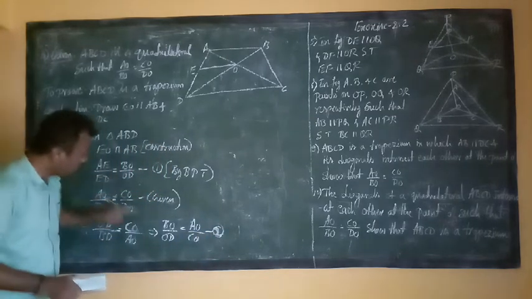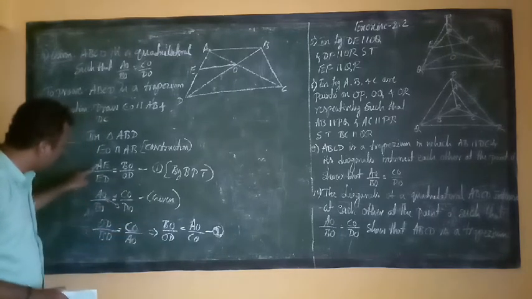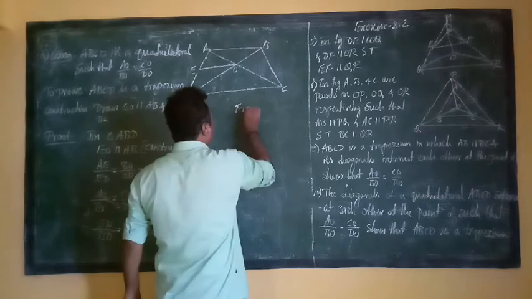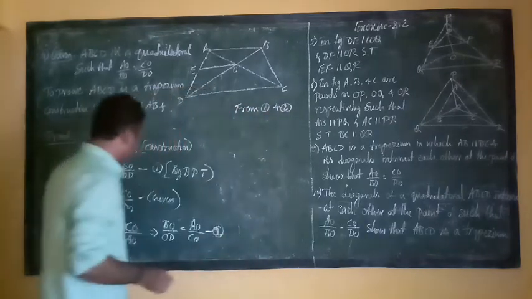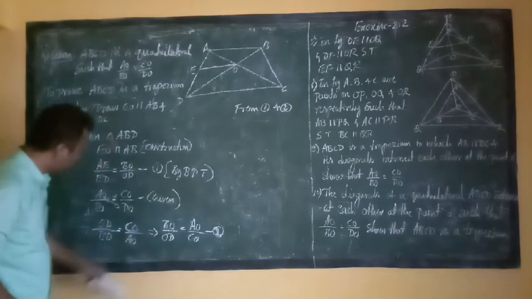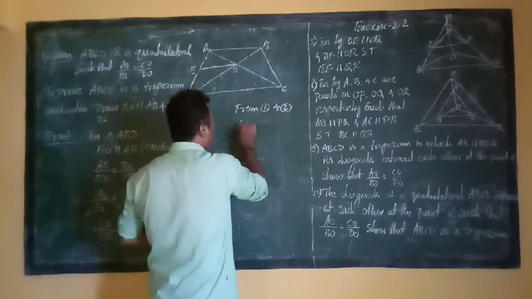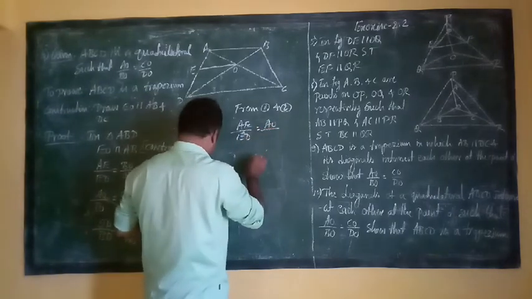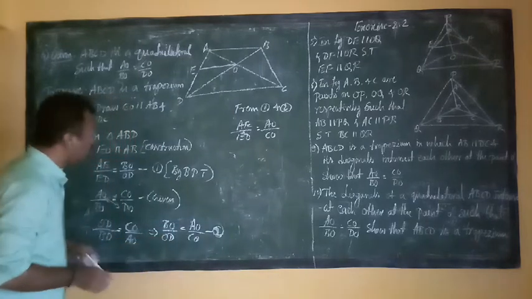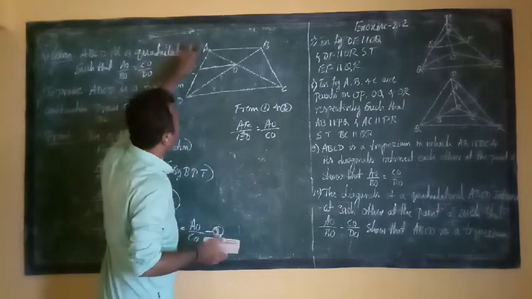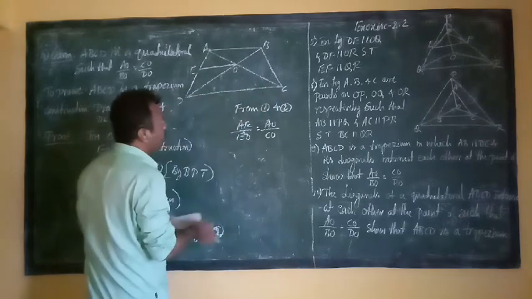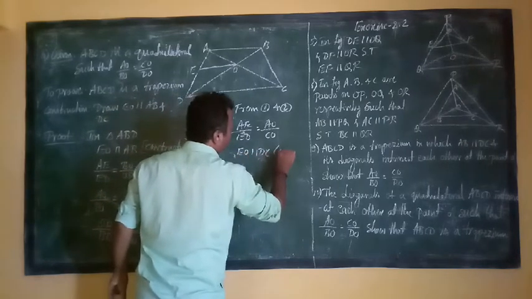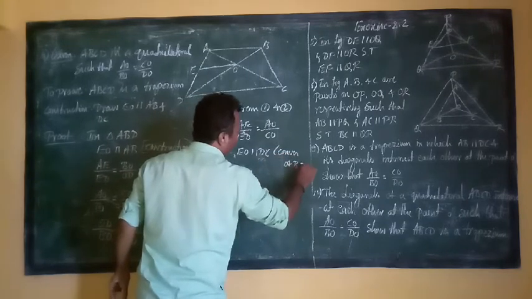See, BO by OD, and here AE by ED, AO by CO. So you have to equate from 1 and 2. From 1 and 2, BO by OD and BO by OD get cancelled. So remaining AE by ED is equal to AO by CO. So in the figure, AE by ED is equal to AO by OC or CO, both are the same. Therefore, it is concluded that EO is parallel to DC, correct? Because of the converse of BPT, correct?